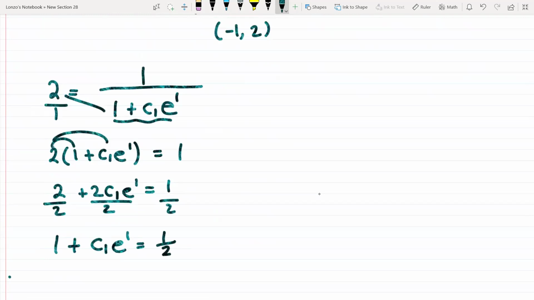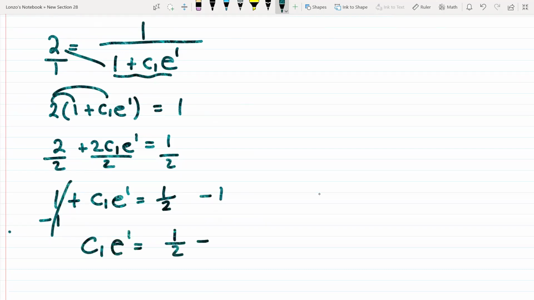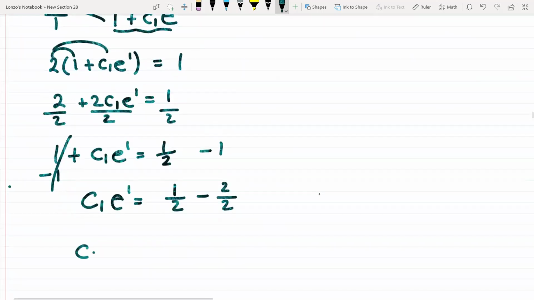And then what I would do next is get rid of the 1. So I would subtract 1 from both sides. Let's cancel. So you're left with C1 e to the 1. And then this is 1/2 minus 1, or 2/2. So that would be C1 e to the 1 equals, and then what's 1/2 minus 2/1? That's negative 1/2.